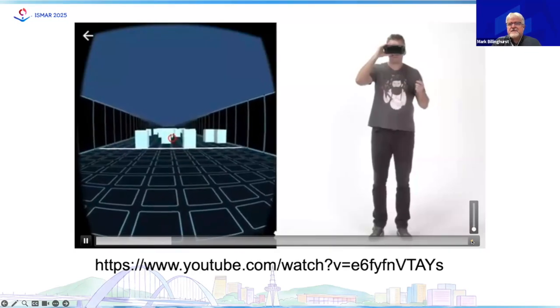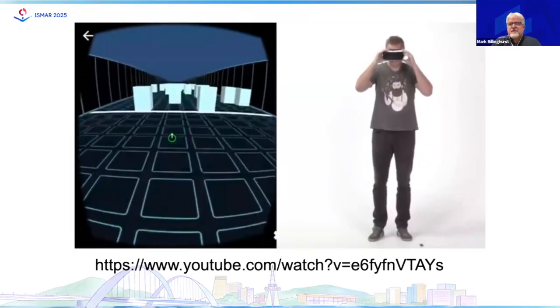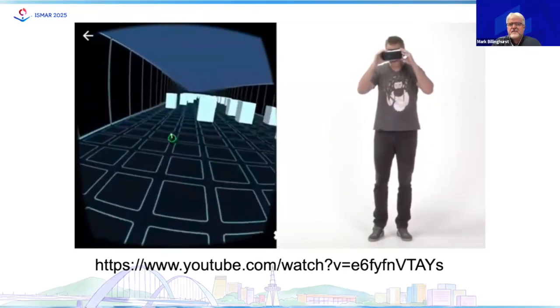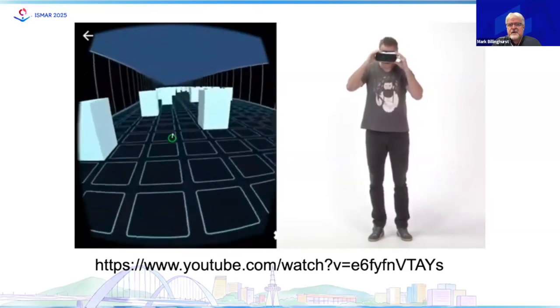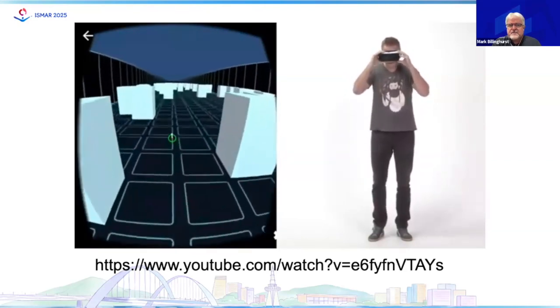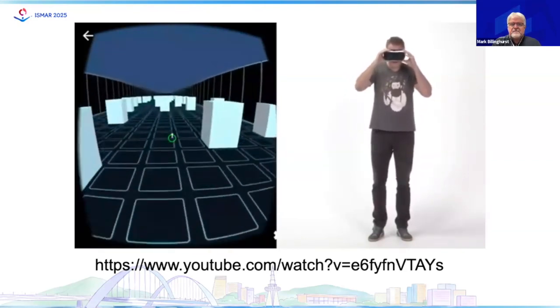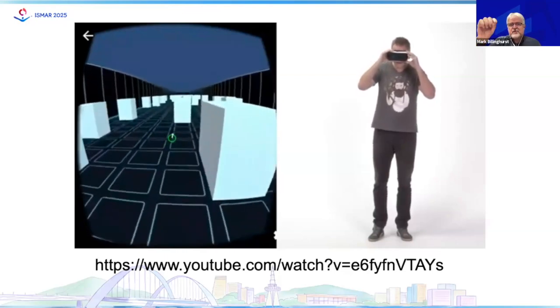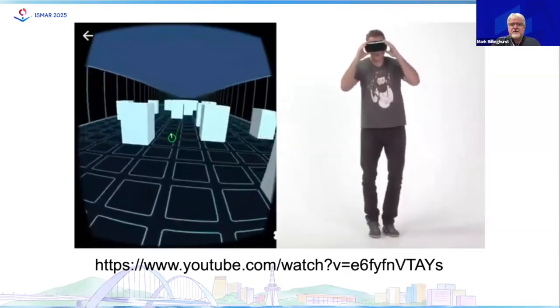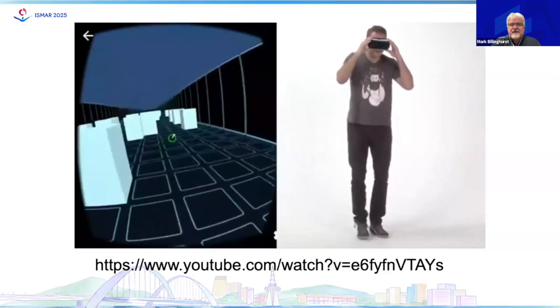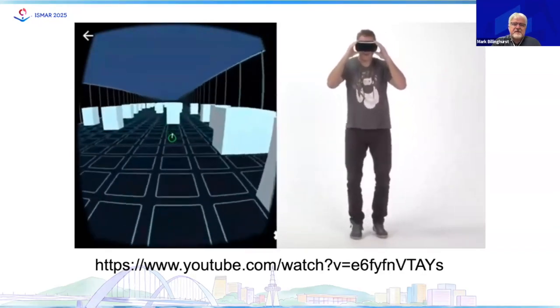So here's the person looking down and moving. In this case, they don't have the walking implemented. They're always moving when they look down. But then they had the other condition, which was using the IMU. So now here's the IMU, and as they're walking or running and tilting down, they move as well.